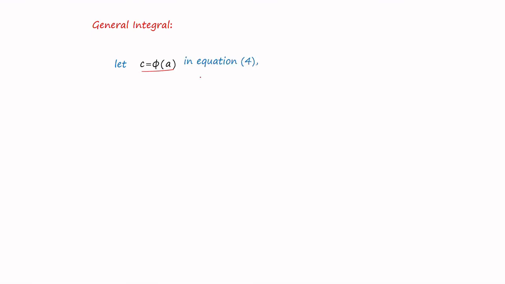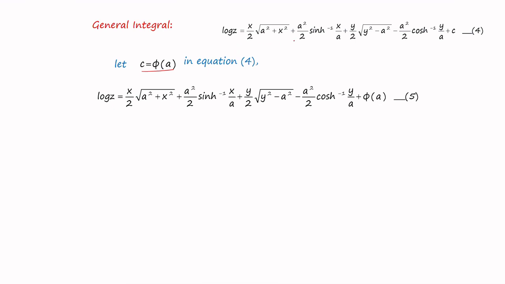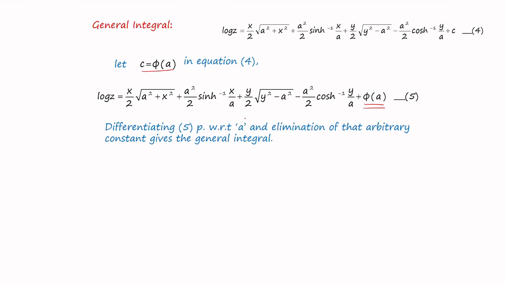What is our equation 4? That is log z is equal to this one. Here we have to replace the constant c by phi of a. So when you are replacing that, log z plus the remaining terms are as it is. All the things you have to substitute as it is, and in the place of c you have to replace phi of a. Here we don't know this function phi of a, so we can't simplify further. So you have to conclude your answer like this: differentiating this equation 5 partially with respect to a and eliminating the arbitrary constants gives the general integral. This is the way you have to conclude your general integral.